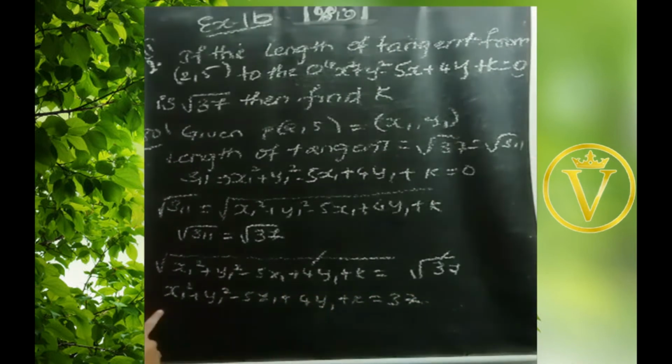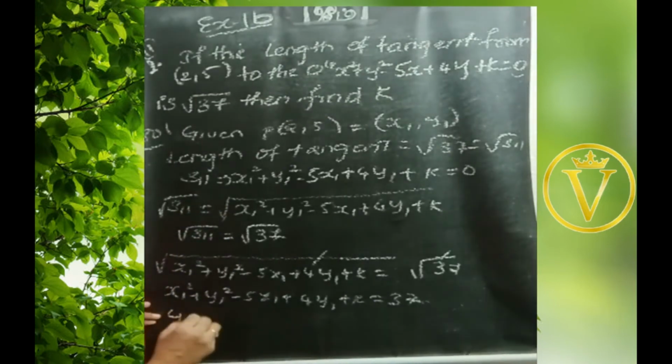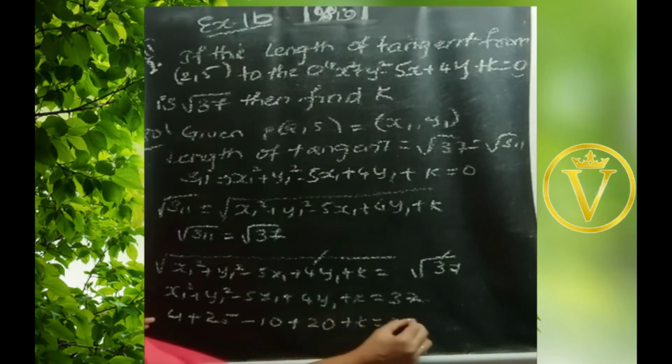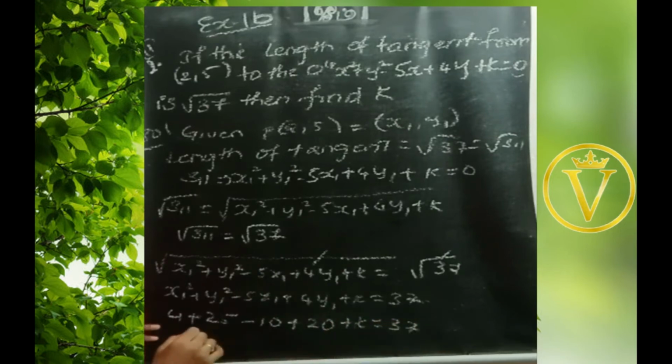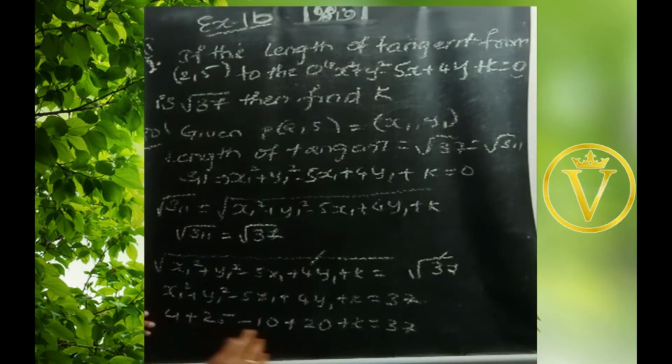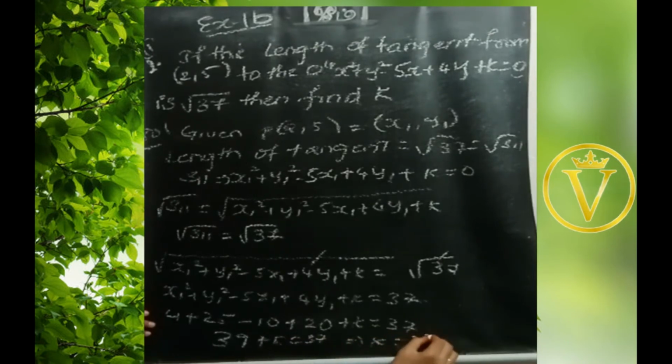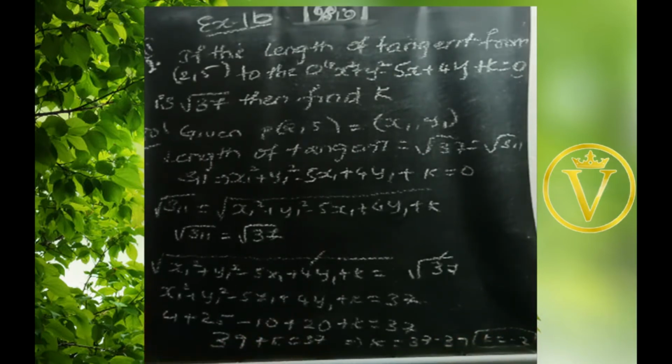Now substitute the values: 4 plus 25 minus 10 plus 20 plus k equals 37. So 25 plus 4 is 29, 29 plus 20 is 49, 49 minus 10 is 39. So I'll write directly here 39 plus k equals 37. So k equals 37 minus 39, that is k equals minus 2. So our value of k is minus 2.